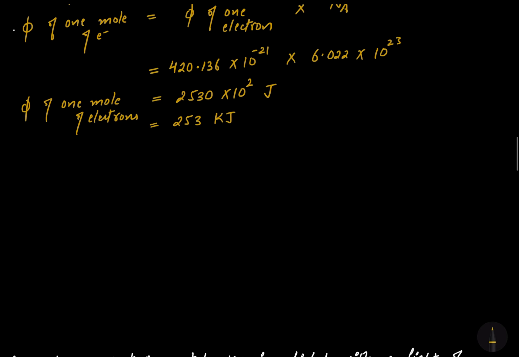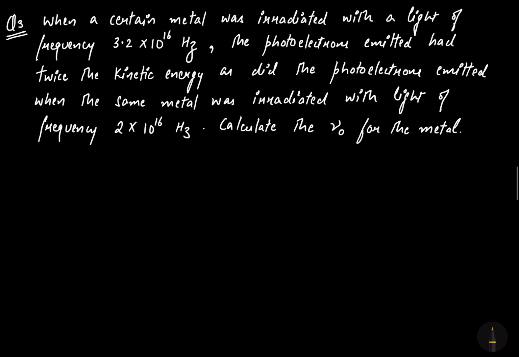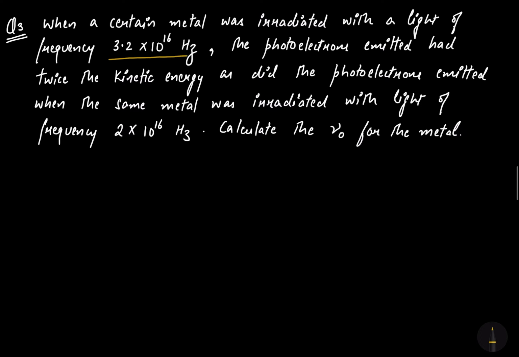Now let's move to the third numerical. What is the third numerical saying? When a certain metal was irradiated with light of frequency 3.2 into 10 to the power 16 Hz, the photoelectrons emitted had twice the kinetic energy as did the photoelectrons emitted when the same metal was irradiated with light of frequency 2 into 10 to the power 16. Calculate the threshold frequency, nu naught, for the metal.